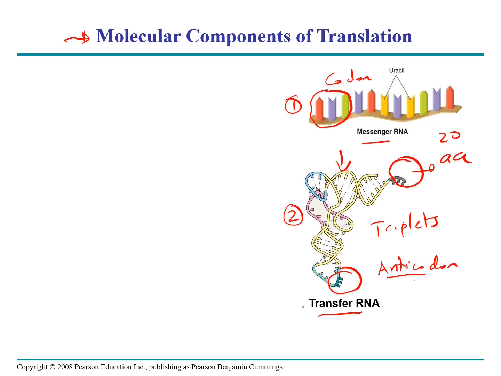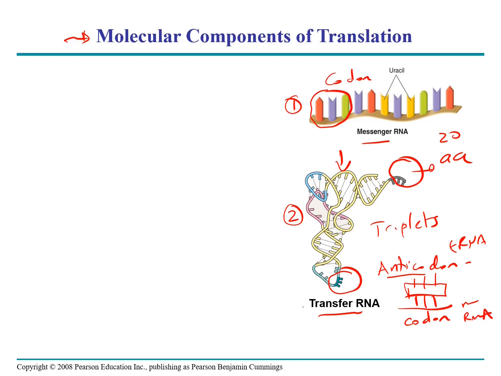So the anticodon will attach to the codon. They will be complementary, and this will be located in the tRNA, and this one will be located in the messenger RNA.